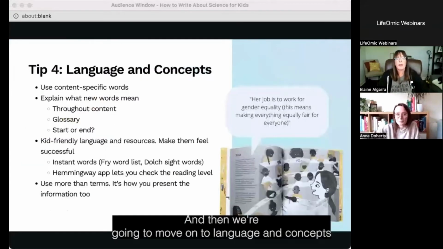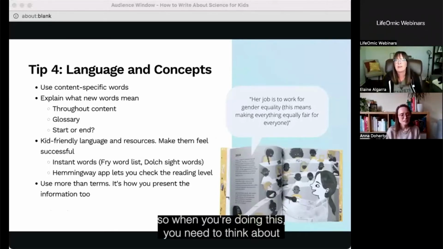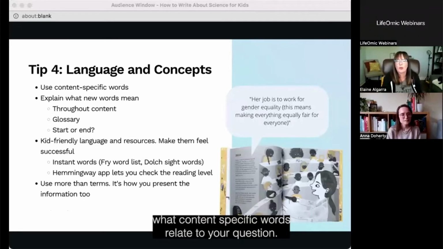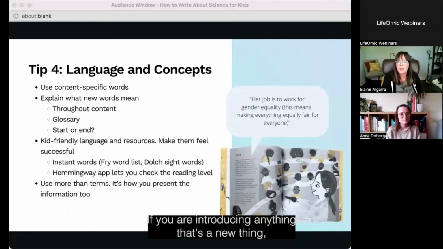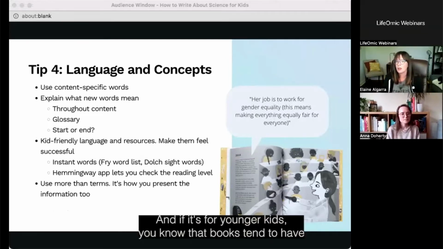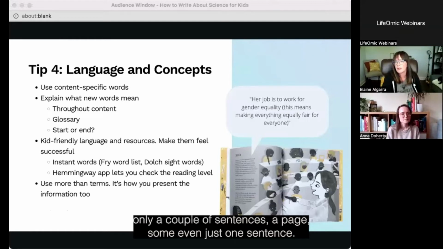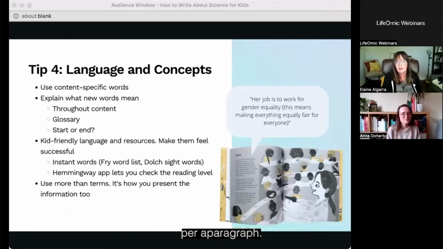All right, and then we're going to move on to language and concepts. So when you're doing this, you need to think about what content-specific words relate to your question. If you are introducing anything that's new, you don't want to have any more than one idea per sentence. That works well. If it's for younger kids, their books tend to have only a couple of sentences a page, some even just one sentence. If you're writing for older kids, maybe one idea a paragraph.